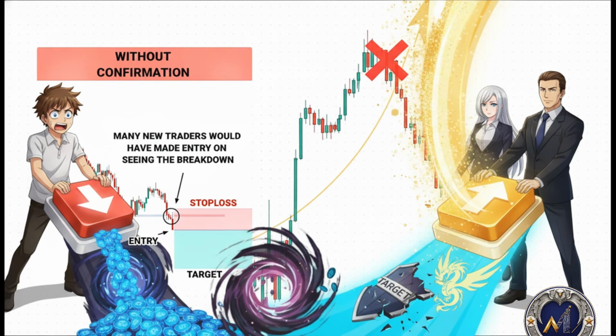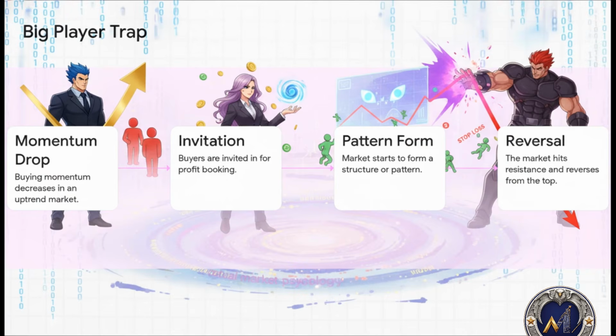Instantly, the large operators buy heavily against the retail sellers. The price reverses violently upward, flying straight past the breakdown candle and triggering all those retail stop losses. This is the absolute danger of trading without confirmation. Let's carefully break down this unseen auction sequence step by step so you never get caught completely beneath the iceberg again. Watch closely. Step 1.